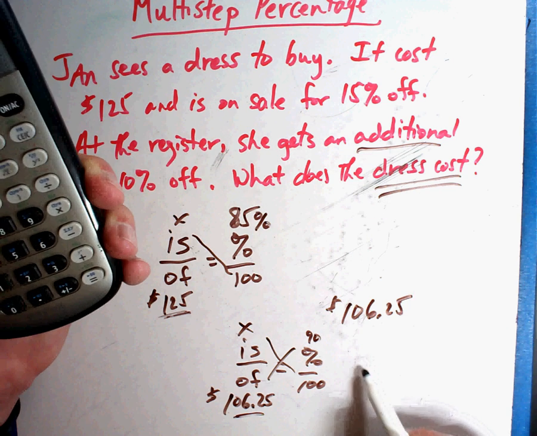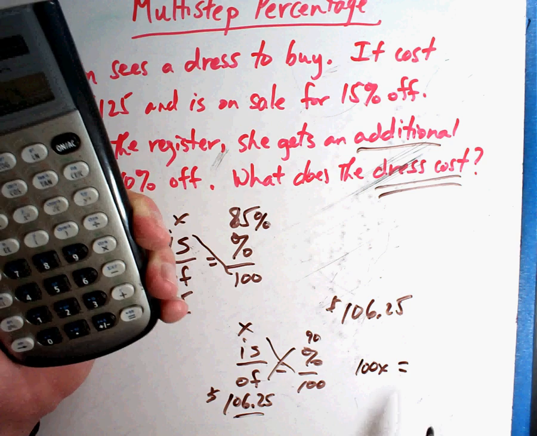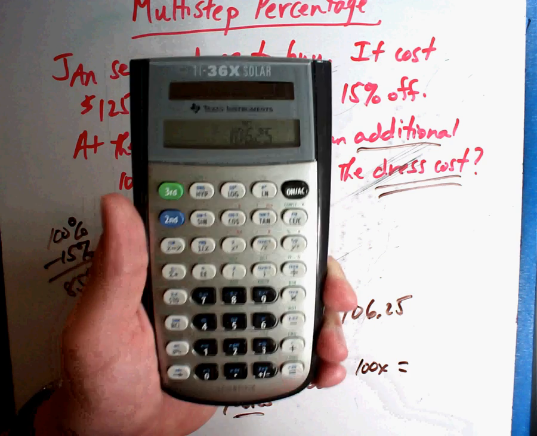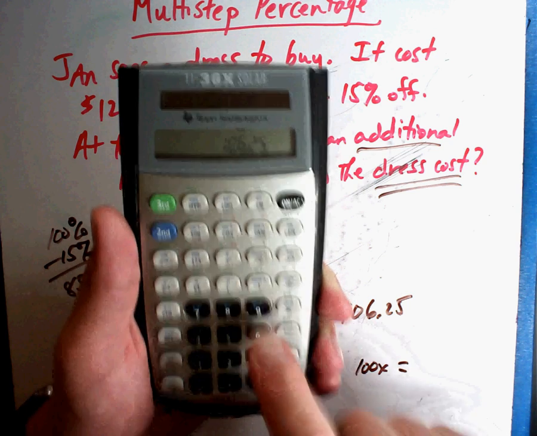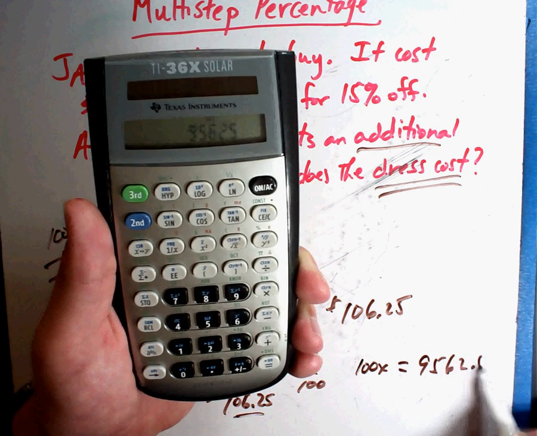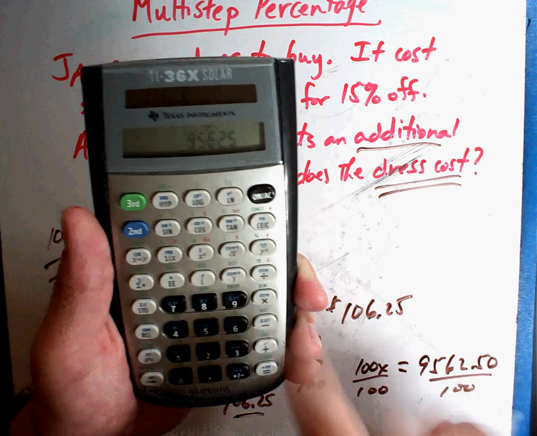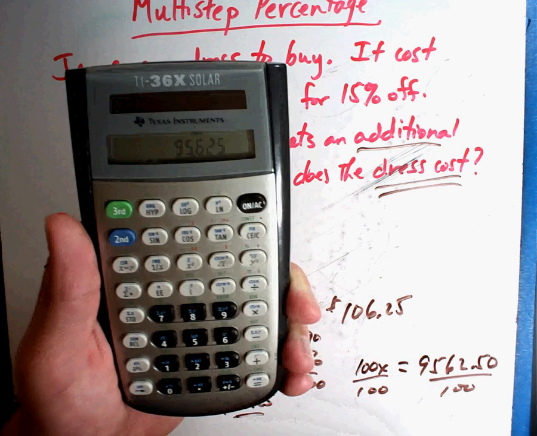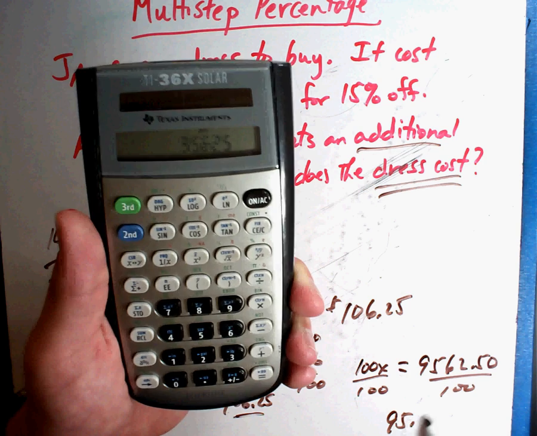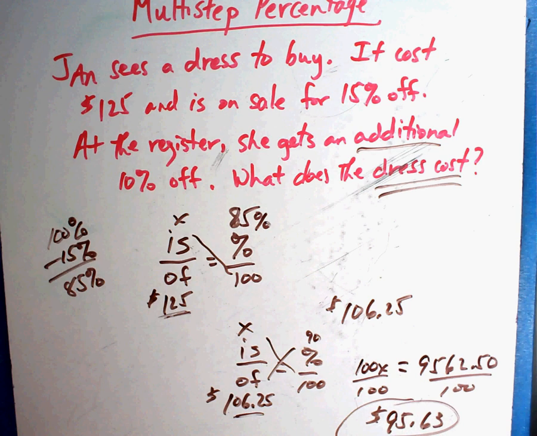When I cross multiply, I'm going to get 100x equals 106.25 times 90, which is 9562.50, divided by 100. $95.63 is my answer.